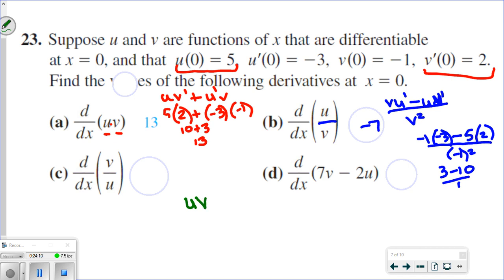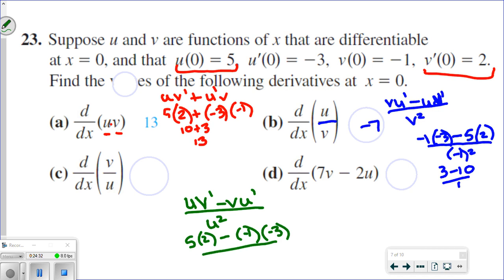So we have low, d high, minus high, d low. Draw a line and square what's below. So u is 5. The derivative of v is 2. Minus v is negative 1. The derivative of u is negative 3. And draw a line and square what's below. So we have 10 minus negative 1 times negative 3 is 3. 10 minus 3 over 25. So 7 over 25. Our answer there.